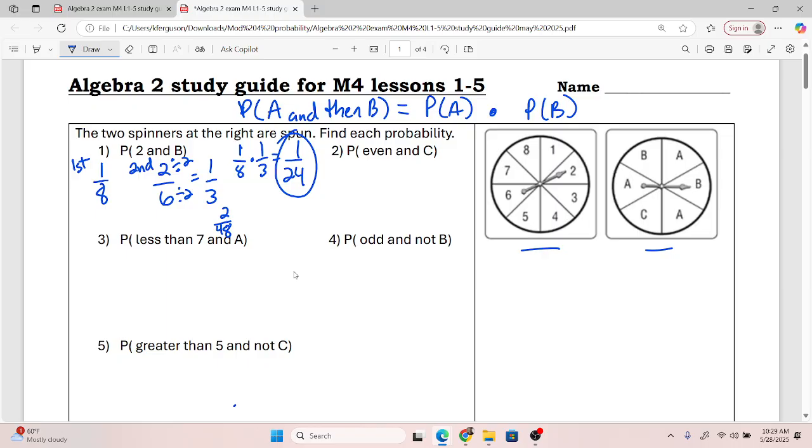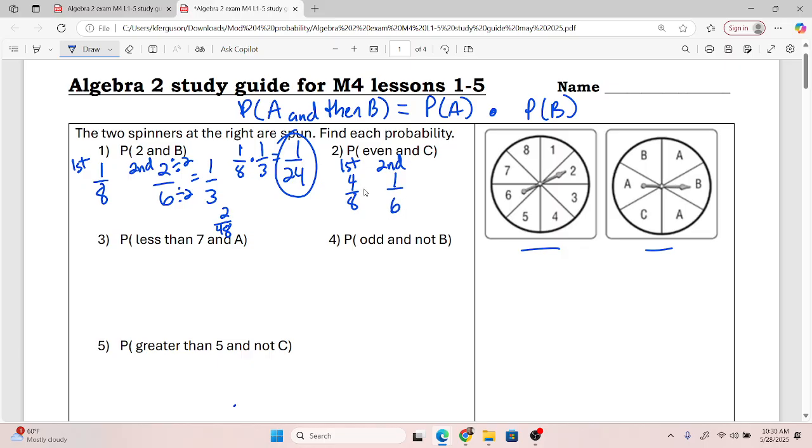So let's see. What's the probability of getting an even number on the first spinner and then getting a C on the second? The first one, let's see, is 2, 4, 6, 8. So there are 4 possibilities out of 8. So that's 4 out of 8. And then we have our second event. There's only one C out of 6 possibilities. So that's 1 out of 6.